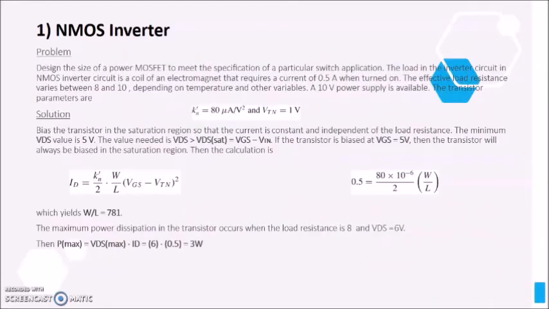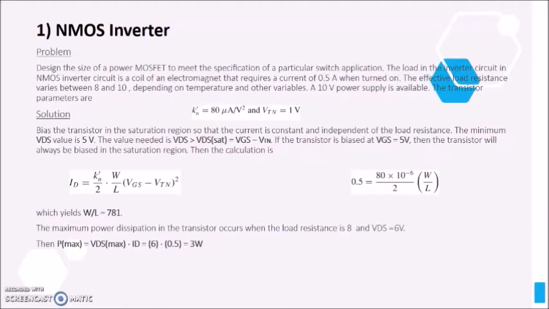We will try this problem to test our understanding. Design the size of a power MOSFET to meet the specification of a particular switch application. The load in the NMOS inverter circuit is the coil of an electromagnet that requires a current of 0.50 A when turned on. The effective load resistance varies between 8 and 10 ohms, depending on temperature and other variables. A 10 V power supply is available.